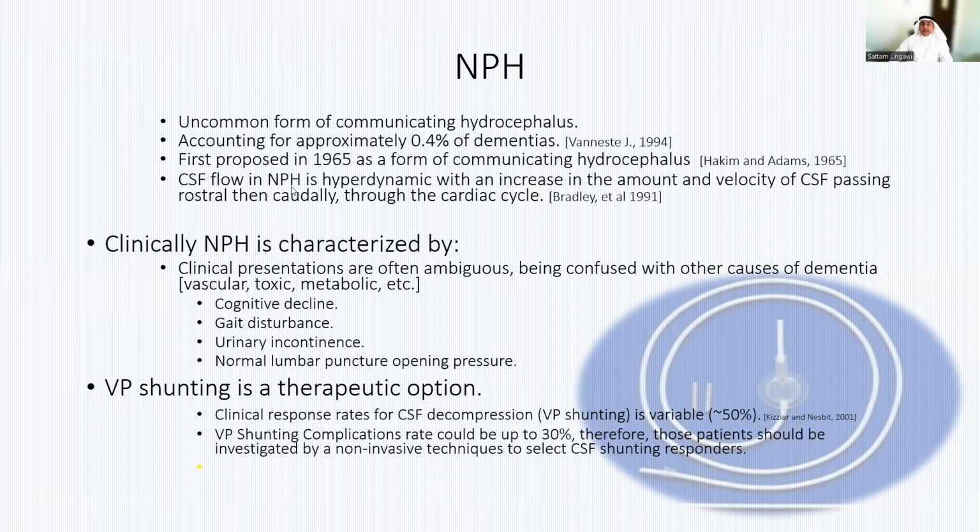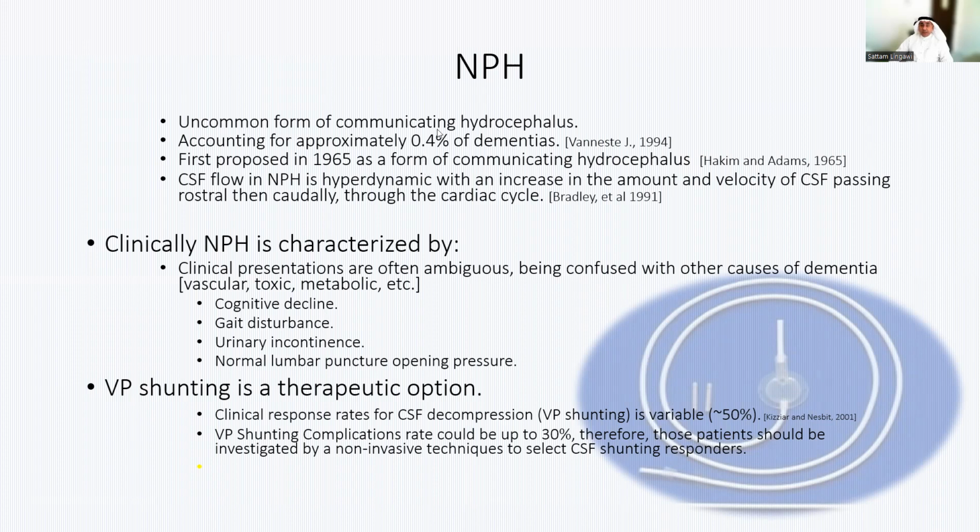Bradley identified that if you measure the CSF flow within the ventricular system through the aqueduct of Sylvius, you will realize that it is a hyperdynamic CSF circulation. And that is one way of identifying normal pressure hydrocephalus, since these clinical findings are rather nonspecific and overlap with so many other types of dementia.